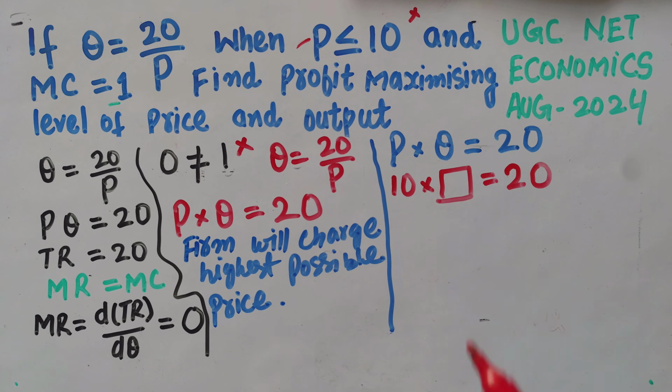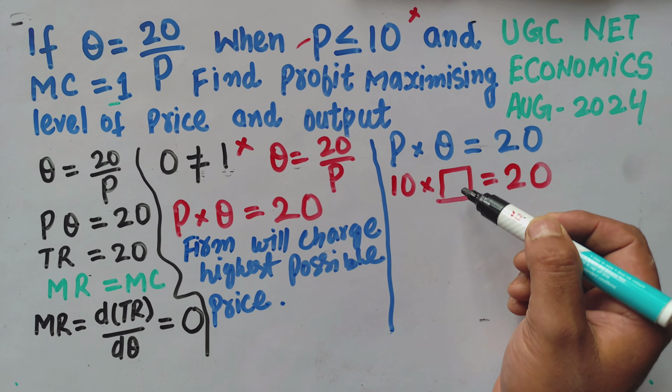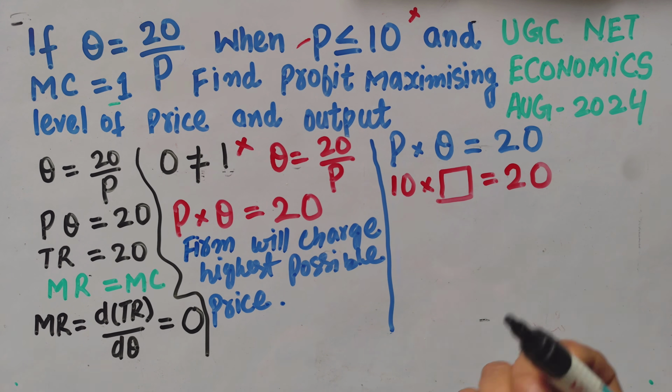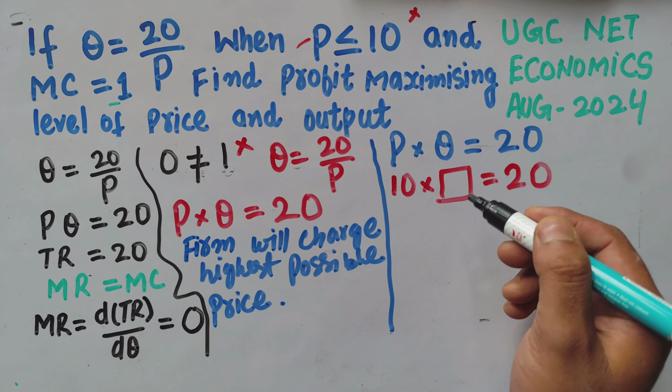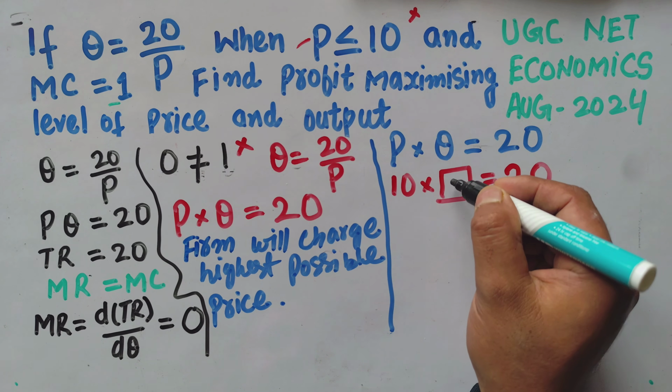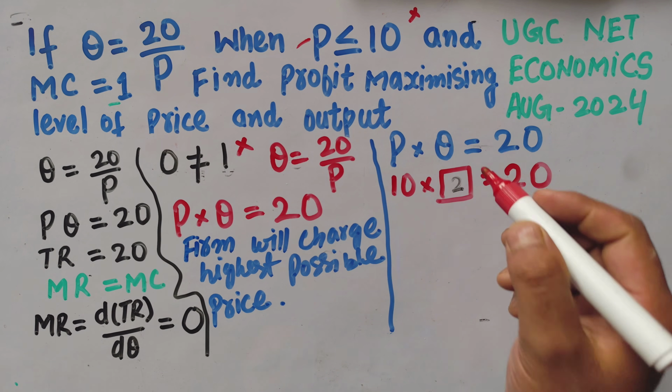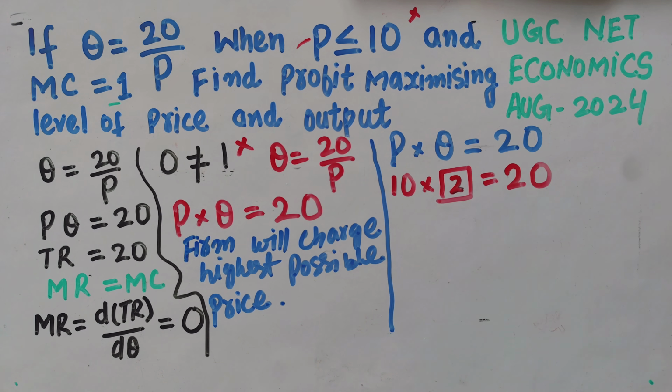10 into, since price is 10, what will be the output? So the total revenue is equal to 20. You can find it by trial and error, it is very simple. 10 into 2 gives us 20. Okay, so let me write it here. So 10 into 2 will give us 20.